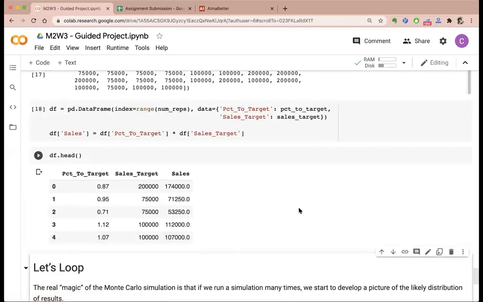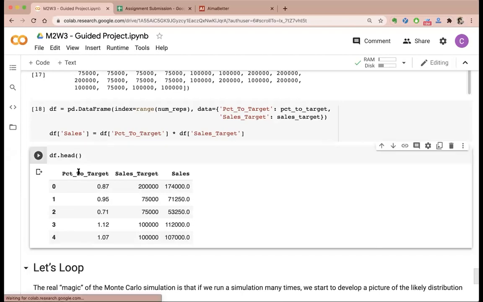So this is how it looks. 500 random values for percentage to target, and for sales target, I have 500 random values. I joined all of them together, created a data frame, and sales is nothing but the actual sales, which is the percentage to target multiplied with the sales target.